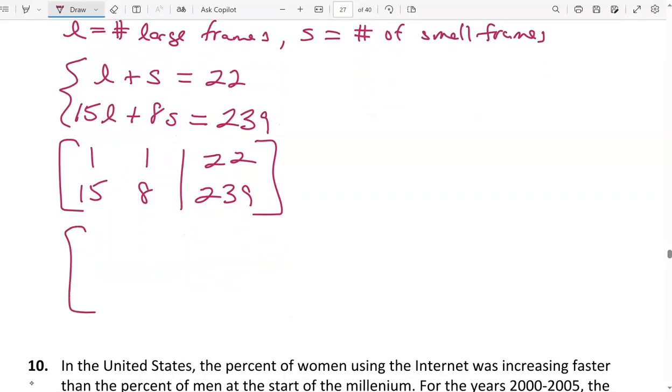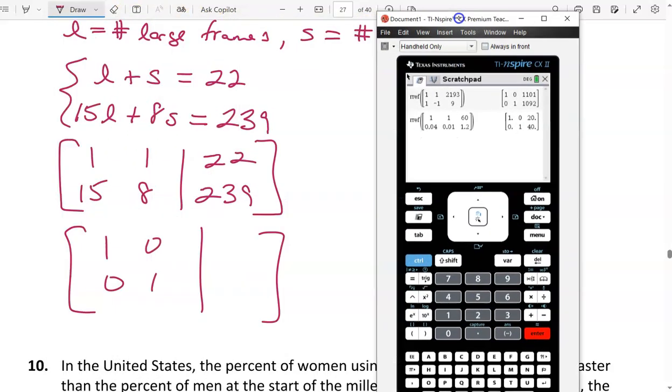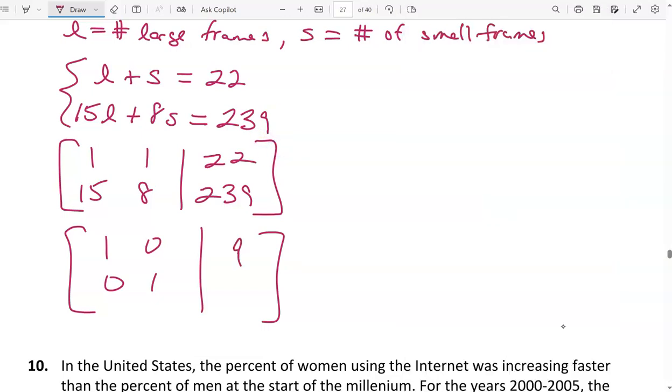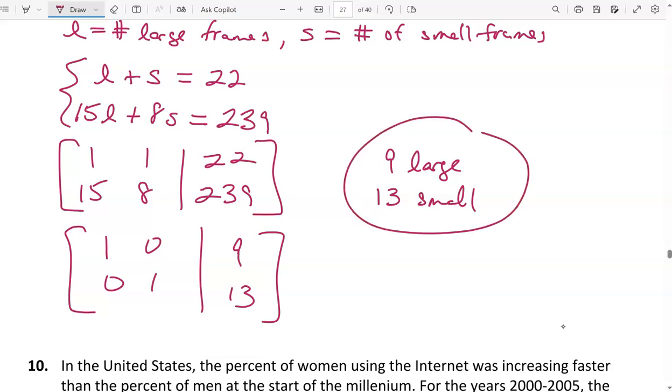And then we'll let the calculator write that in reduced row echelon form for us. Type in RREF, open parentheses, menu to the right of the 9, 2 by 3 matrix, and top row 1, 1, 22, bottom row 15, 8, 239, and that gives us 9 and 13. So that would be 9 large frames and 13 small frames.